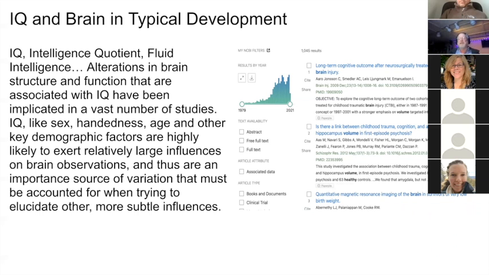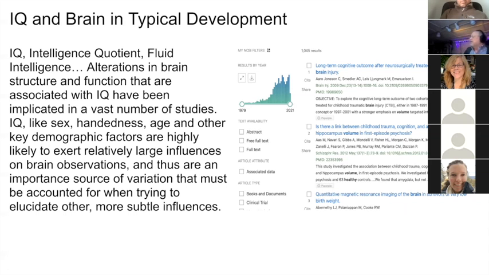IQ, like sex and handedness and age and other key demographic factors, is highly likely to exert relatively large influences on the brain structures, functions, connectivities, et cetera, that we observe. And those large influences are therefore an important source of variation that must be accounted for when we're trying to elucidate other more subtle influences of disease and disorder and maldevelopment.